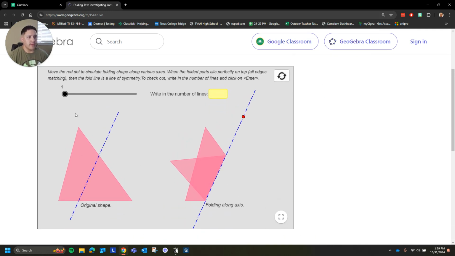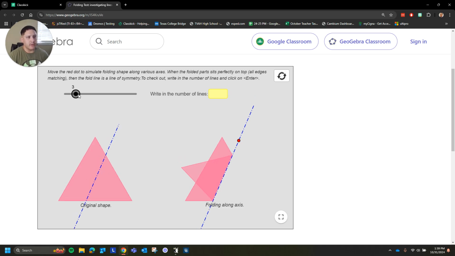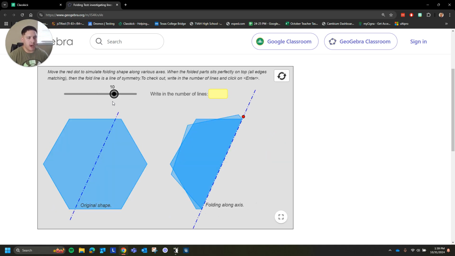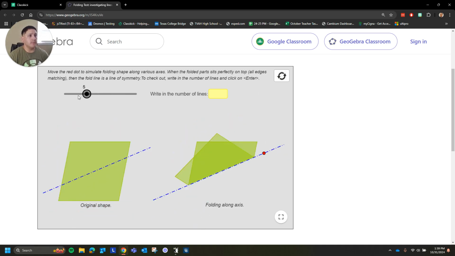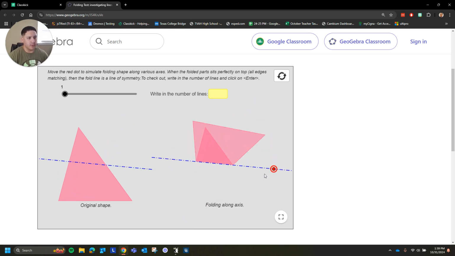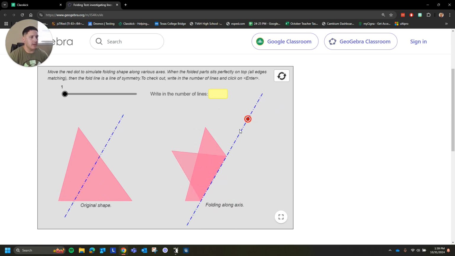It'll take you to a screen with a bunch of different figures that you can access through this slider. Triangles, squares, rectangles, and letters and other objects as well. So, move the red dot to simulate folding the shape along various axes. When the folded part sits perfectly on top, all edges matching, then the fold line is a line of symmetry. So there is a line right here that's going to mirror whatever's on the right side to the left. And then as you spin it around, it's going to keep mirroring that side that it's focused on.